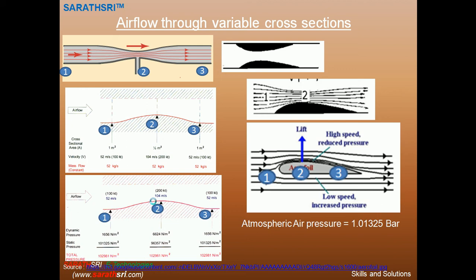Quantitatively, if you apply the same principle to the variable cross section, say taking off at 52 meters per second, a mass of fluid with 52 kg per second is the quantity of mass. If it is at sea level pressure of 101 kPa, and with this velocity, as it goes, if you apply the continuity equation and Bernoulli's equation, there is a variation: the pressure drops and velocities shoot up. So the same philosophy is applied.